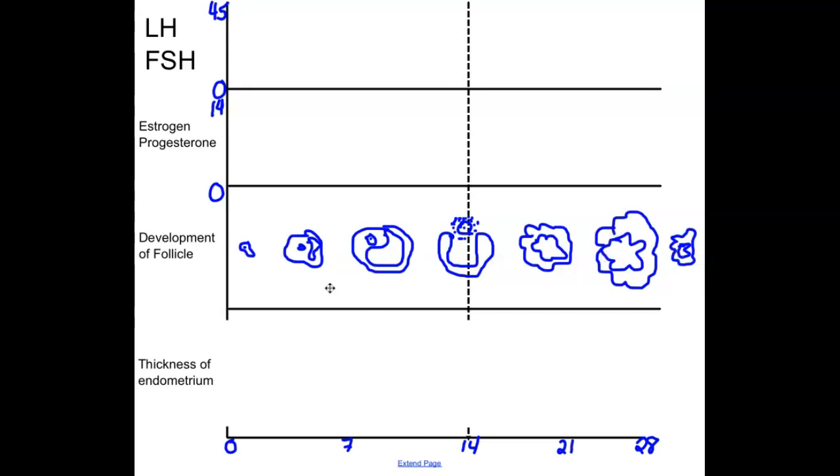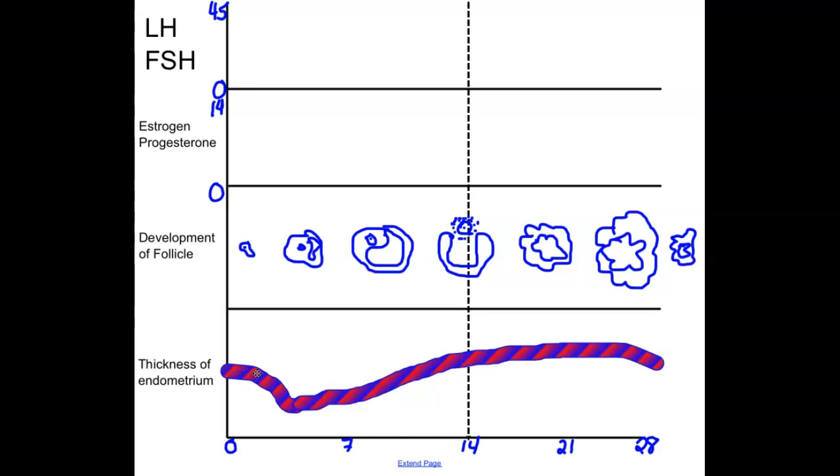So that's kind of what I'm talking about with the development of the follicle. And then the thickness of the endometrial lining would get thinner all the way to day 5 because that's the flow phase, and then increase and plateau during the luteal phase, and then we start to shed it at the very end so that it can start shedding again during the flow phase. So those 2 are just the diagrams that we're looking at.